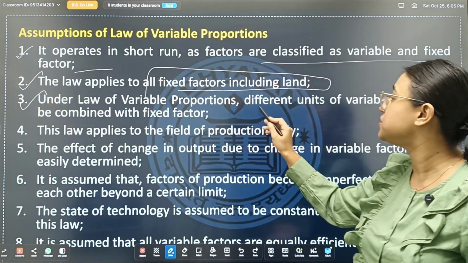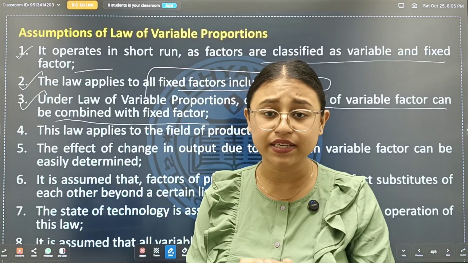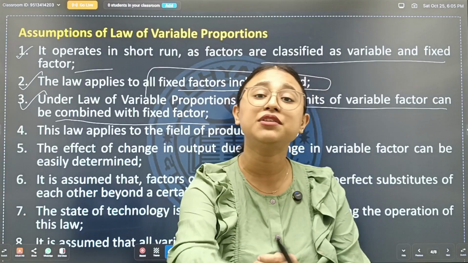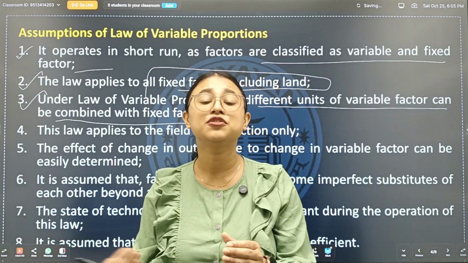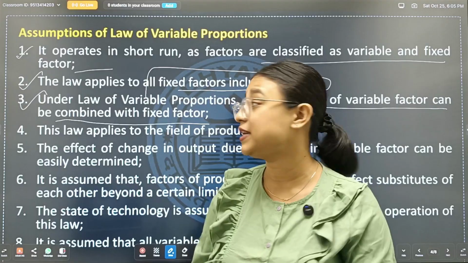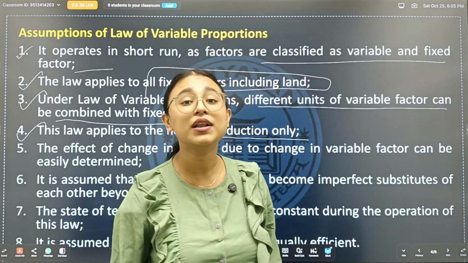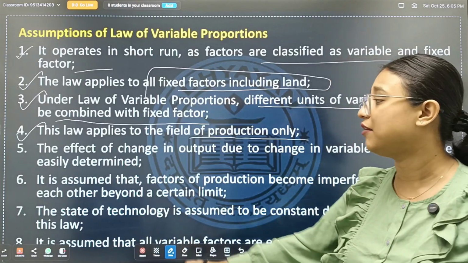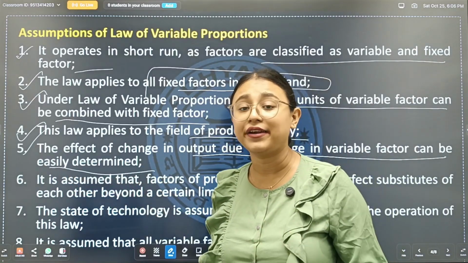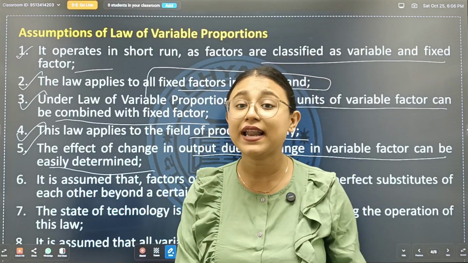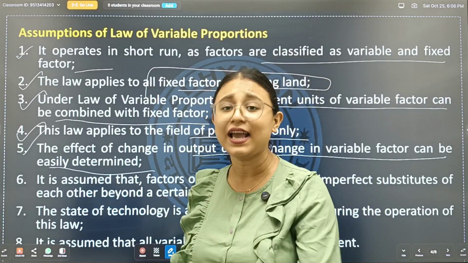Under the law of variable proportion, different units of variable factor can be combined with fixed factors. What does this mean? We keep the fixed factor constant, and with that fixed factor we can combine different units of variable factor. For example, the length is fixed, and to work on that fixed length we can keep changing the variable factors. This law applies to the field of production only. Of course, this law is included in our production sector. The effect of change in output due to change in the variable factor can be easily determined. That means we can easily notice how much change the variable factor brings in total output. It can be easily identified.